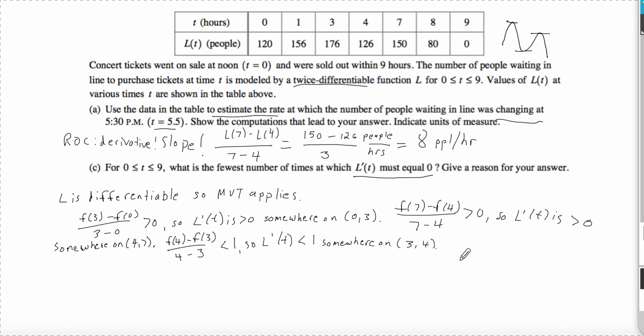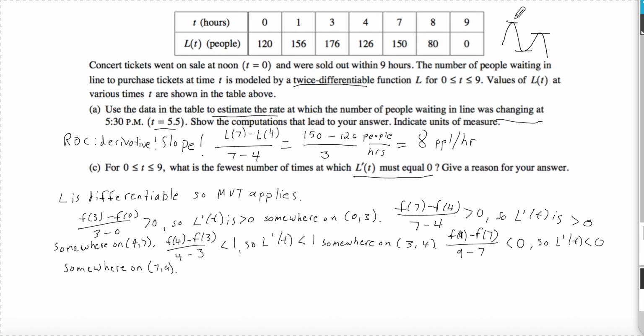What else can I know? Okay, so I showed this decreasing interval here. What other decreasing interval do I have? 7 to 9. I can also say, f of 9 minus f of 7 over 9 minus 7, my slope over here, is also going to be less than 0. So L prime of t is less than 0 somewhere on 7 to 9. So basically I've stated in math language what we pointed out up here.